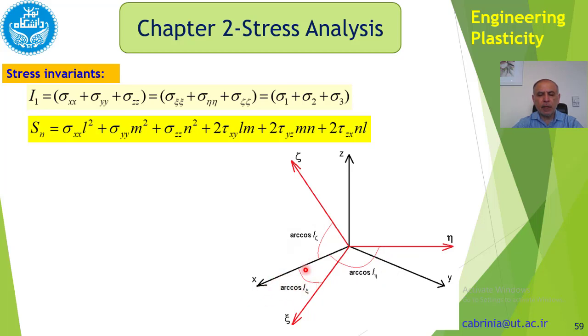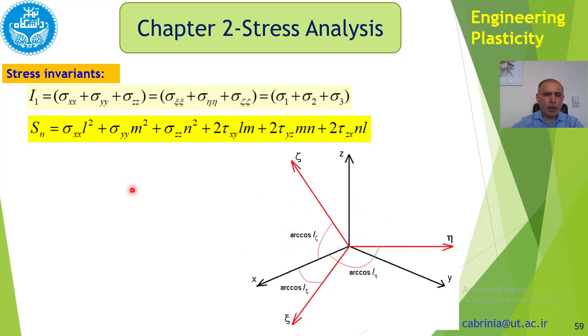For instance, with the x-axis, they make these angles L xi. It means the axis xi makes an angle arc cos L xi with x, and eta makes arc cos L eta with x, and zeta makes arc cos L zeta with x. Similarly, they can make m xi, m eta, and m zeta with the y-axis, and n also with the z-axis. So these are the angles that these axes make with each other.